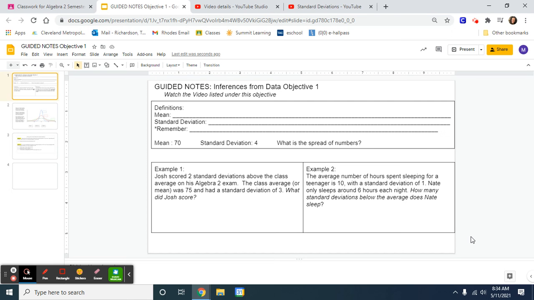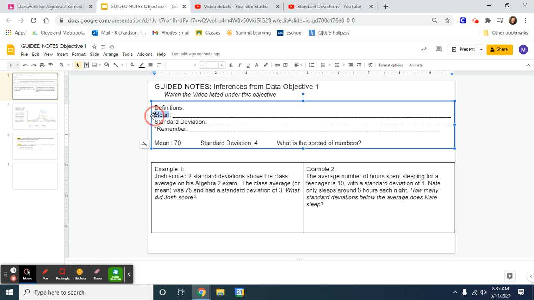Hi everyone, this is our guided notes for inferences from data, objective 1. And this is going to be what the title says, looking at data and then making some inferences or some conclusions about it. We do need some definitions first. So this first top box are going to be two definitions.